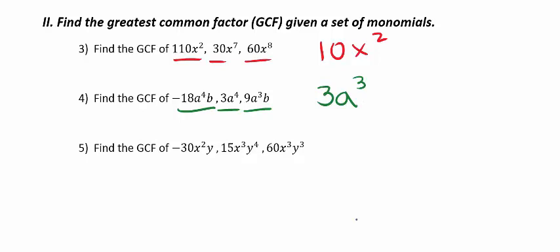Looking at number 5, we're going to find the greatest common factor of these three monomials. Looking at the number part, negative 30, 15, and 60, the biggest number that goes into all three of them is 15. Then we have an x squared, an x cubed, and an x cubed. The smallest of the three is x squared, so x squared is inside of all of them. Then we have a y to the 4th, and a y to the 3rd, so there's a y inside of all three monomials. So 15x squared y is our greatest common factor.